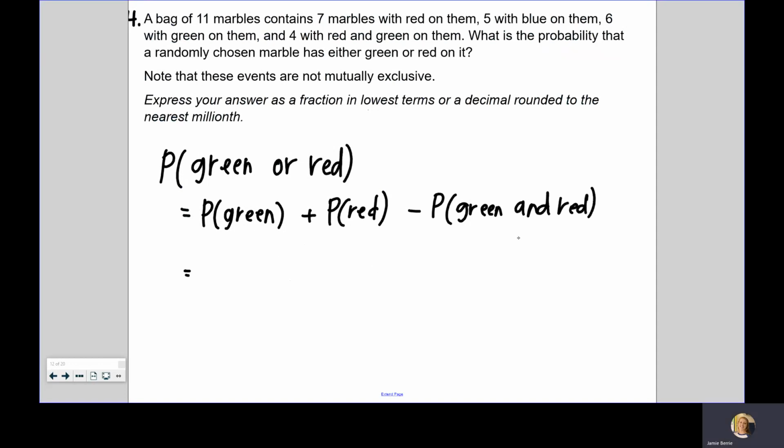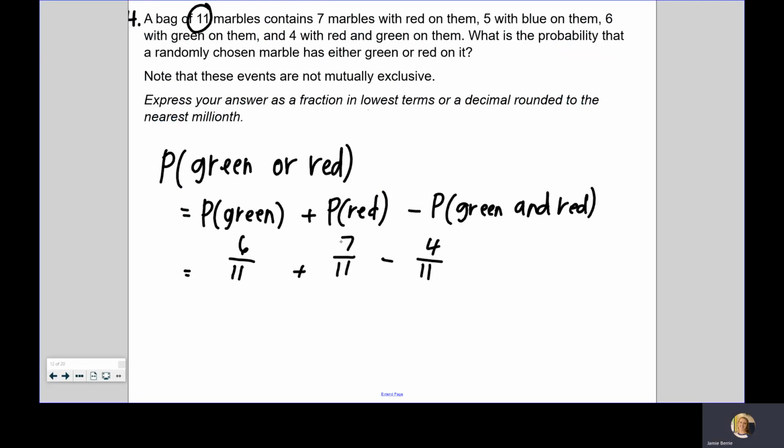All right, so let's figure out what these probabilities are. We know that there are 11 marbles in total. Green marbles, it says there were 6 green marbles, so that's 6 out of 11. Plus, there were 7 marbles with red on them, minus green and red. It said there were 4 out of 11 that had green and red on them.